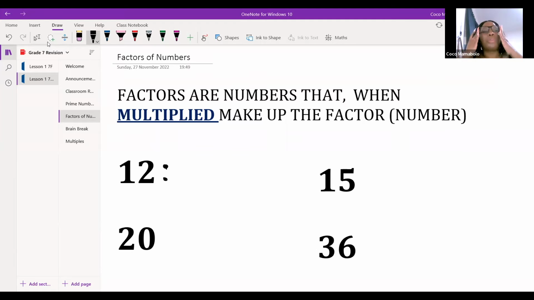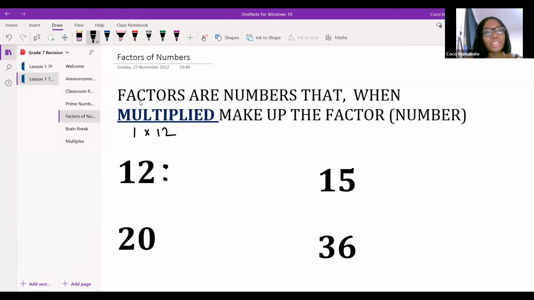I'm looking for numbers that, when multiplied, make up 12. Okay, yes, and that's what I'm getting at. If I had to multiply two numbers and they had to give me 12, I could multiply 1 times 12. We're going to be doing prime factors, as a matter of fact, prime factorization, a little later as we go, to make sure we keep it 100% right. Who can give me two other numbers that when multiplied together, give me 12?